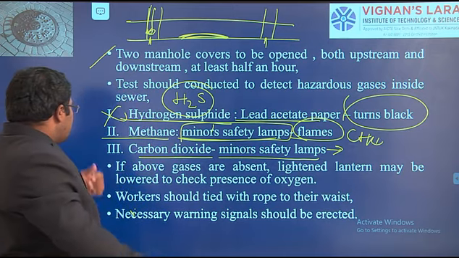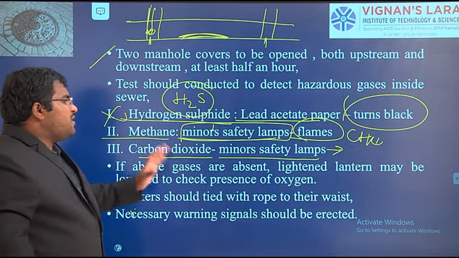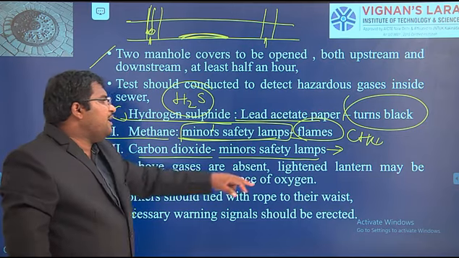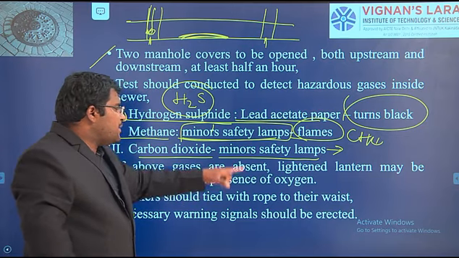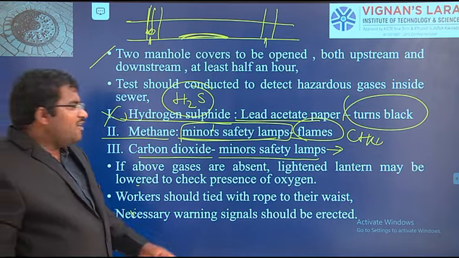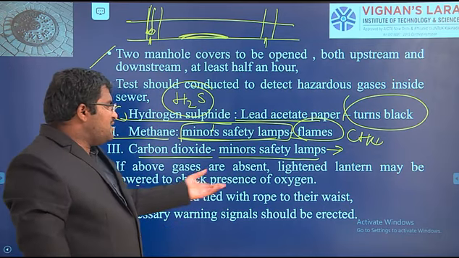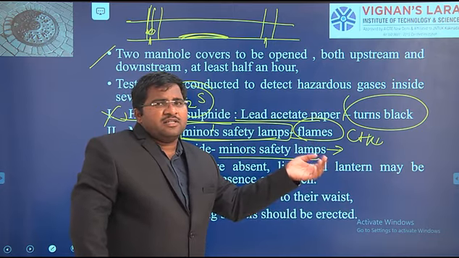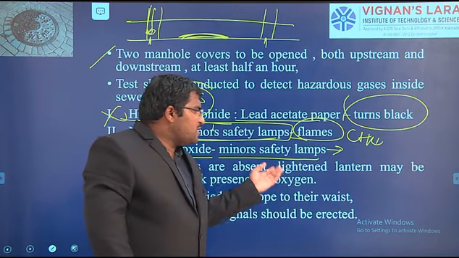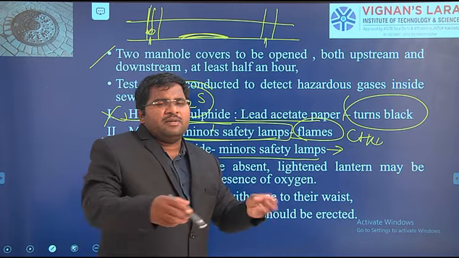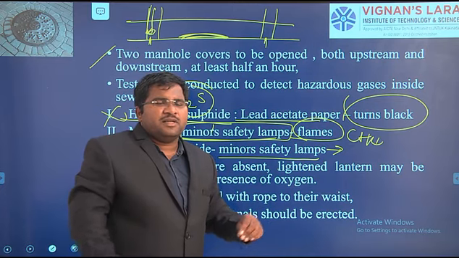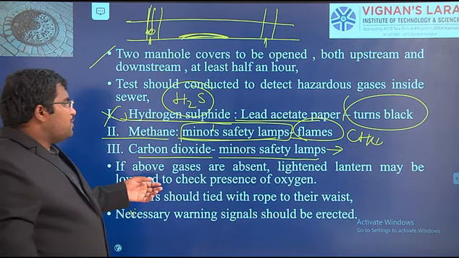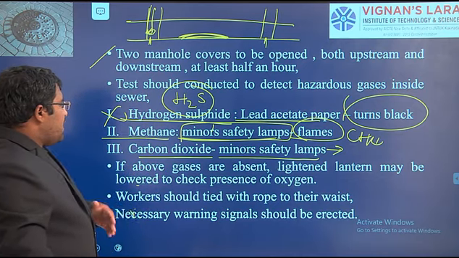So that is the thing. Next, if the above gases are absent, the light and lantern may be lowered to check the presence of oxygen. Again, it has to be done. If oxygen is there, that light will continue to work, right? If no oxygen is there, the lantern will go out. That is how we get to know, and that is what we observe here. So the lamp won't work.